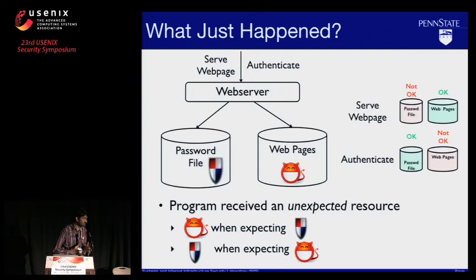So in general, we can say that what's happened here is that the program has received an unexpected resource. So it has received an adversarial one when expecting a high integrity or protected one, or vice versa.